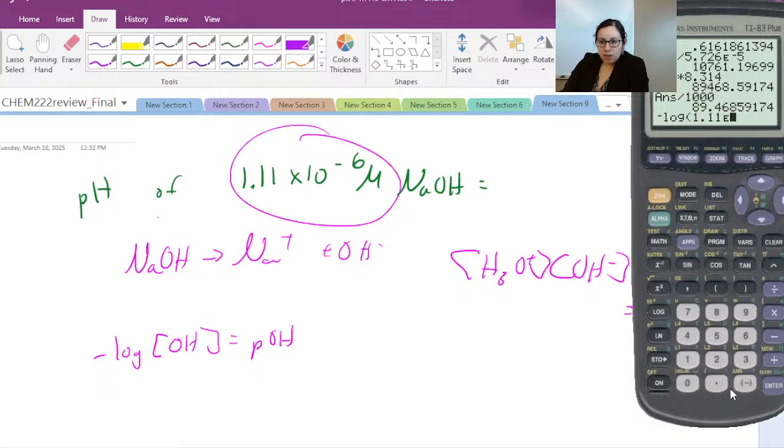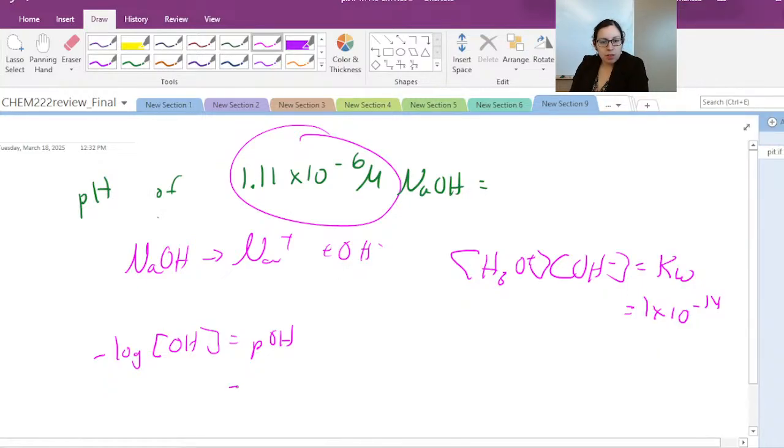So log of this gives us our pOH, and then 14 minus that. So I get a pH of 8. Is that what other people got? Excellent. So pH equals 8.05.